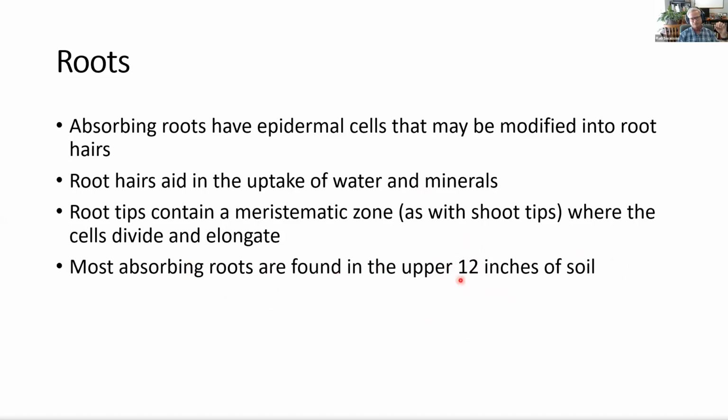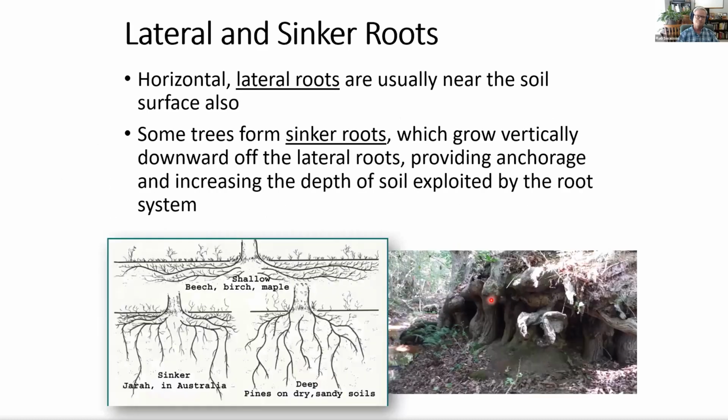So we like to say that 90% of the root system is found in the top 18 inches of the soil, and 90% of those are in the top 4. So you can see how the majority would be found in the top 12, or a bulk of them would be found in the top 12.